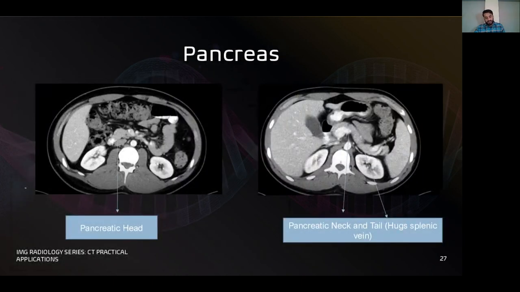The pancreas. So the best way to find the pancreas is it's going to hug the tail of the splenic vein. So it goes around here. This is actually the head of the pancreas. This is the neck and the tail of the pancreas, essentially, right here.